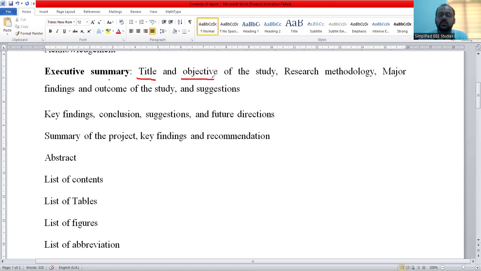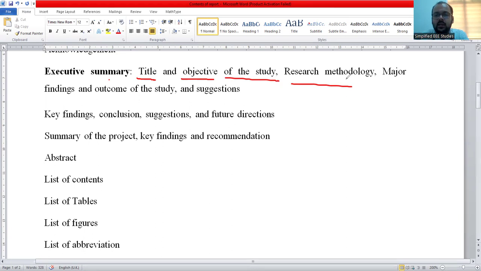Also, the objectives. Objectives will be like: to identify the impact of ERP in public sector companies, to identify the impact of ERP in private sector companies, like that. Objectives should be very clear. Then the research methodology: which method have you adopted?